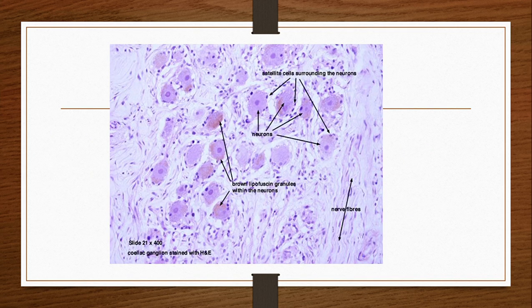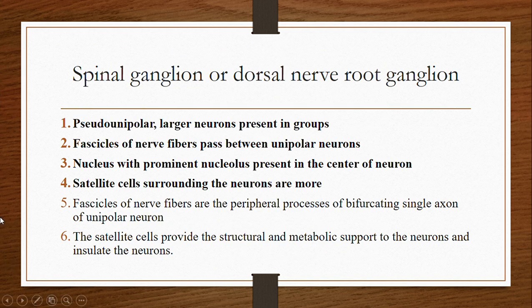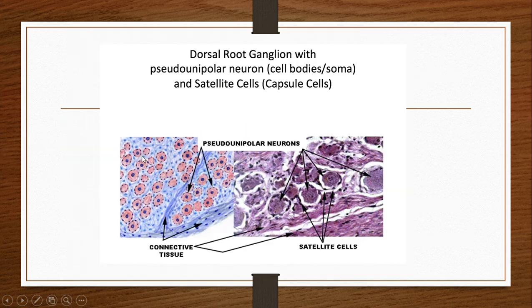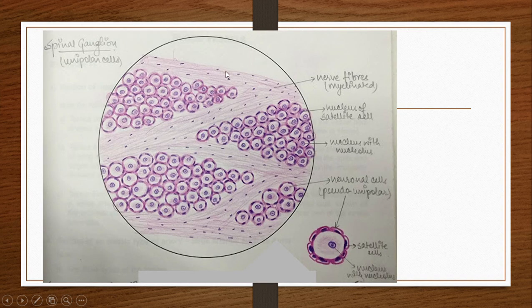Next is the spinal ganglion or the dorsal nerve root ganglion. The spinal ganglion, dorsal nerve root ganglion, is otherwise the sensory ganglion. Not like the sympathetic ganglion, it is either pseudo-unipolar or unipolar. Pseudo-unipolar or unipolar cells can be seen, that means with a single projection. Only a single projection can be seen in relation with the cell.